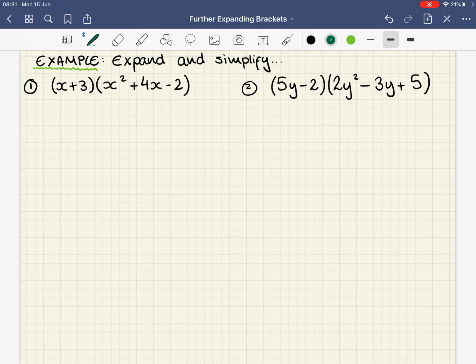Okay, so what to do when we've got 3 things inside one of the brackets? Well, it's the exact same. You don't need to do anything different. So I look at that first bracket and I break it apart. Give myself a little bit more space. And then next to it, I'm going to have my second bracket.